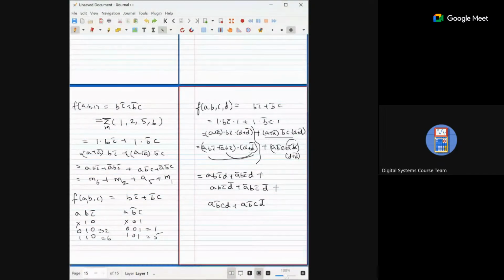Same thing, I suppose, to process with these things, you will get A bar B bar C times D plus A bar B bar C times D bar. Right? Too much of a process. So that gives minterms. Like, what is this one? This is equal to what? 2, 3, 4, 5, 11.